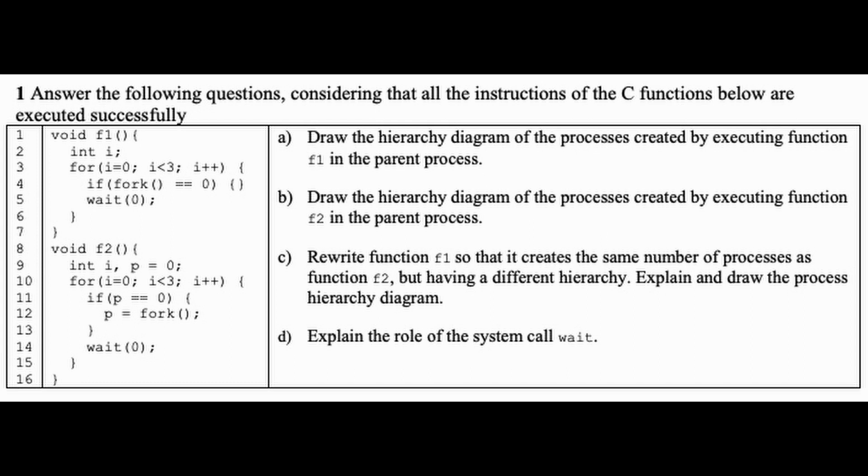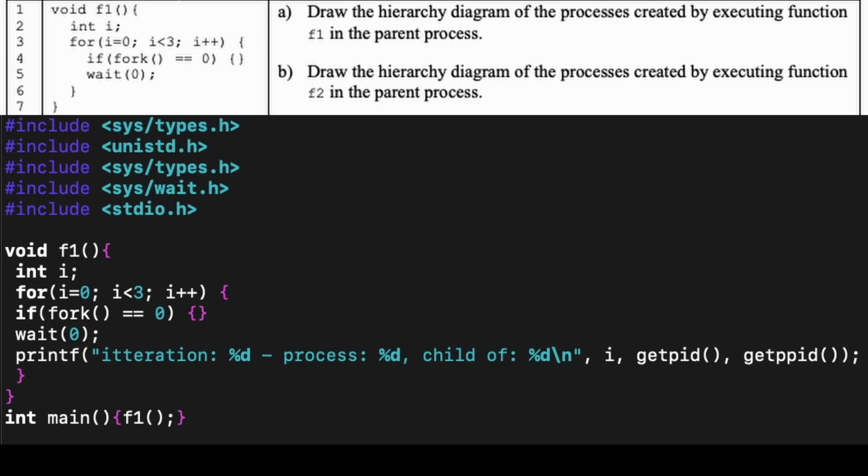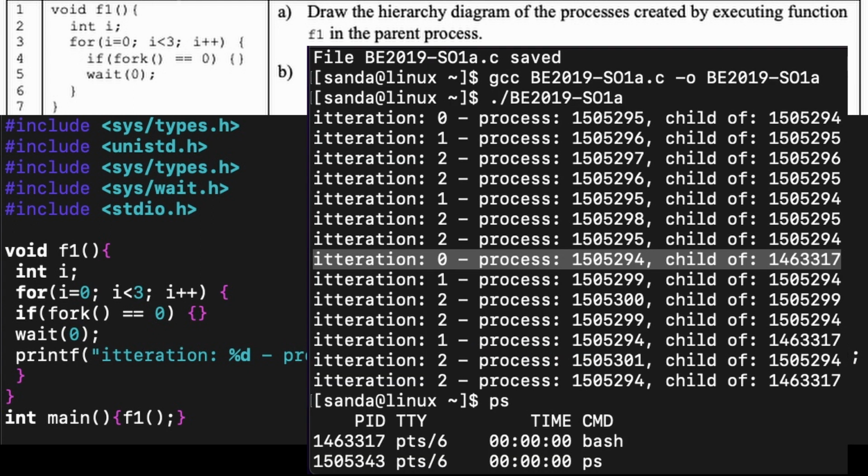This is part of the subject given in 2019, and here in this video we will address the A requirement. For that I have written a program which contains the given code, but I added a printf which will output the current iteration, the process identifier of the current process, and the PID of its parent. I saved the C program, I compiled it, and I executed it.